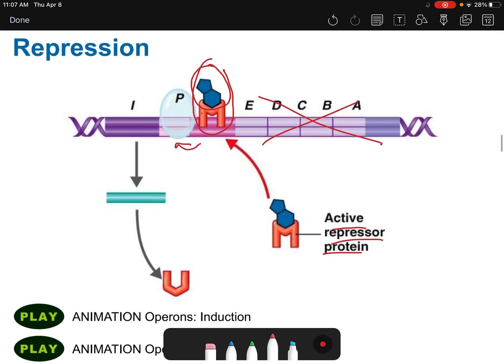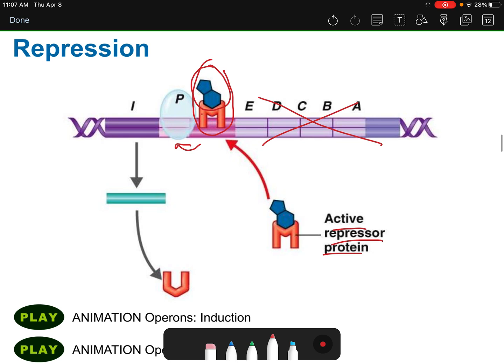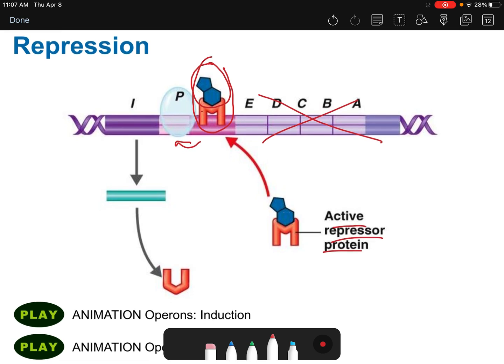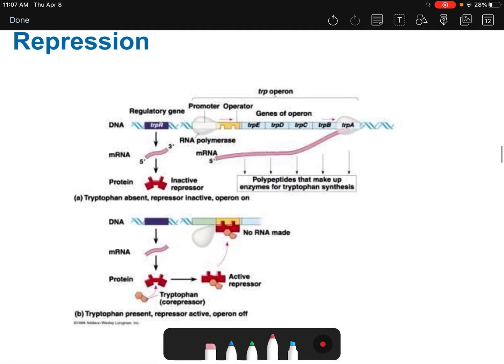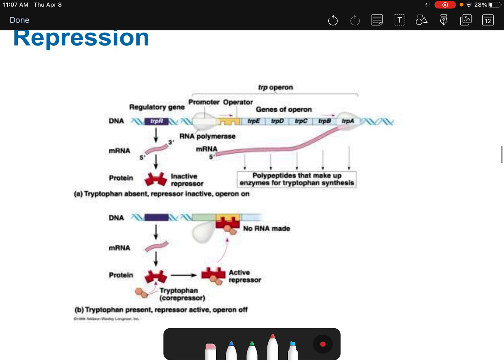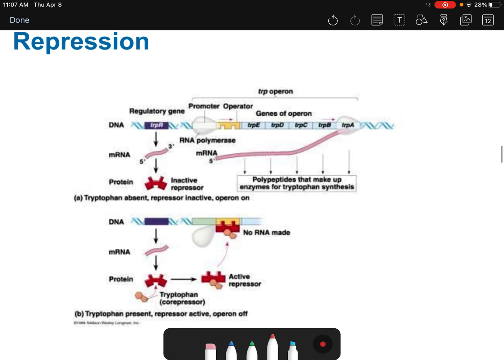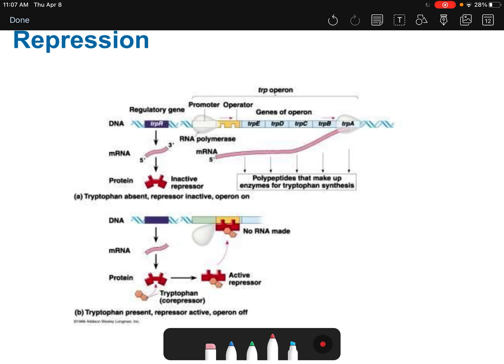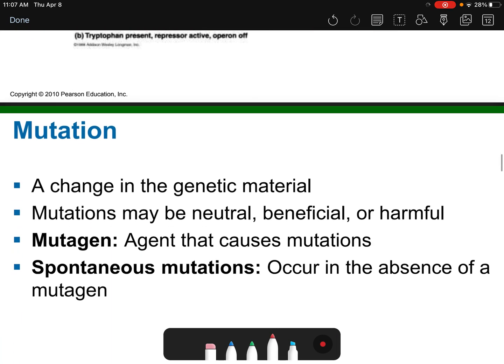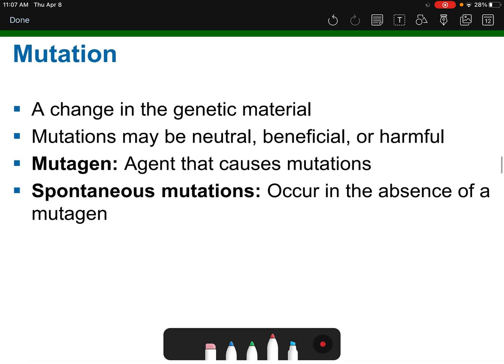So repressible operons are on, and once we make that protein, it acts as a binding agent to shut off. It activates the repressor protein and shuts off transcription, whereas an inducible operon is usually off, and we have to induce it to be able to turn it on. And here it's showing you all this again as far as repression. Okay, so that's a little bit on operons and inducible and repressible operons.